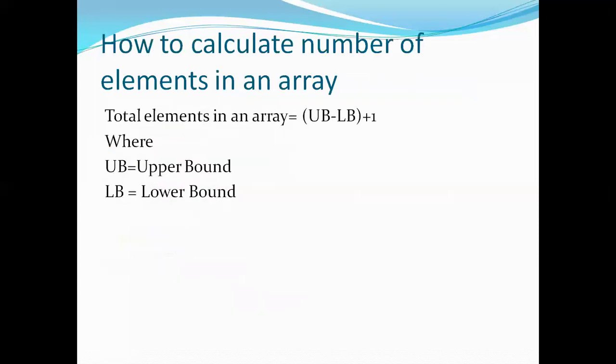So now how to calculate the elements in an array. Suppose we want to know how many elements are there. By looking at the lower bound and upper bound, how can we say? Total elements is equal to upper bound minus lower bound plus 1. Here upper bound means the highest index of the array, and lower bound is the lowest index of the array. So this will be minus, and plus 1 we can add.